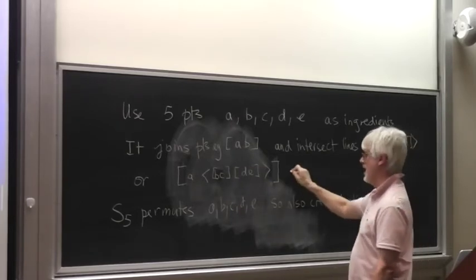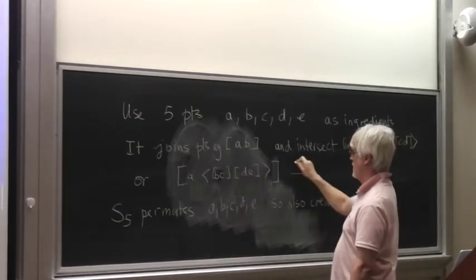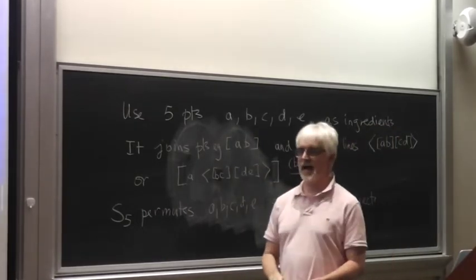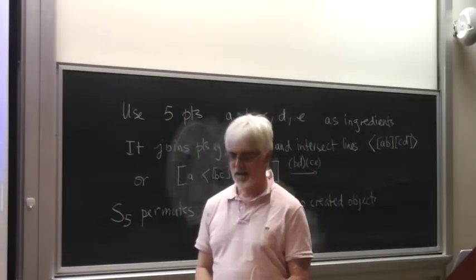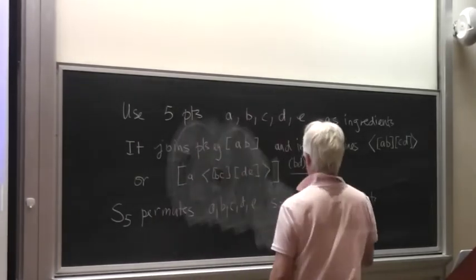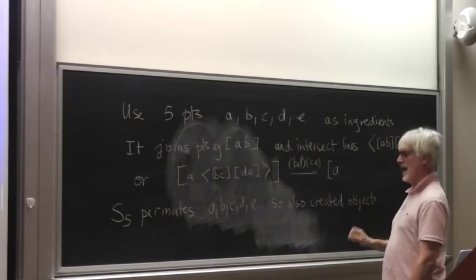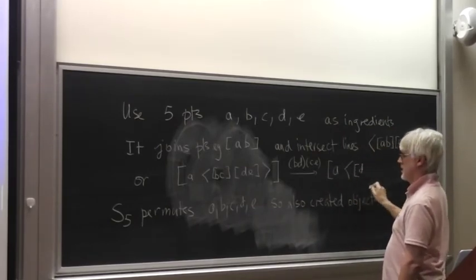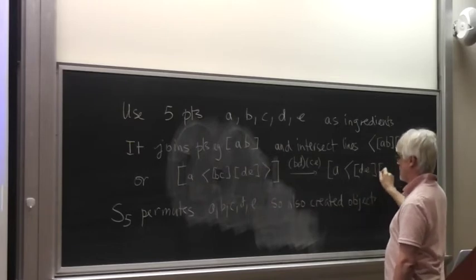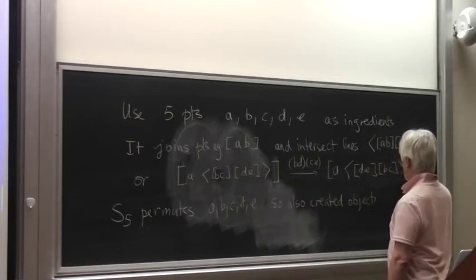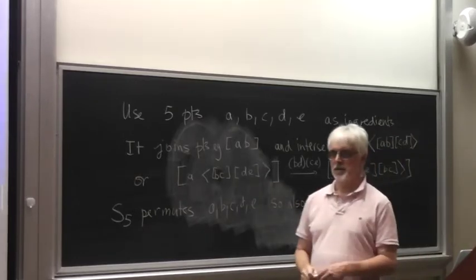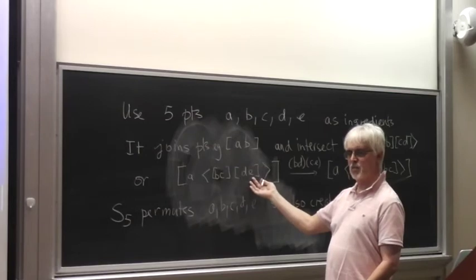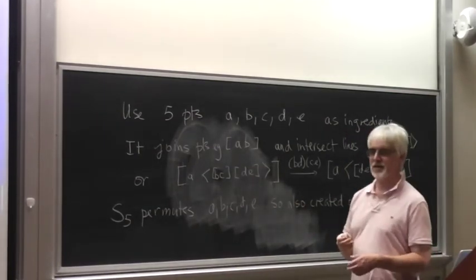So if I apply, let's pick a nice permutation, say B, D, C, E, I can apply that permutation to this object and it will produce the object where A is joined to the intersection. I have to swap B and D, I have to swap C and E. So this element of the symmetric group will transform this recipe to that recipe.